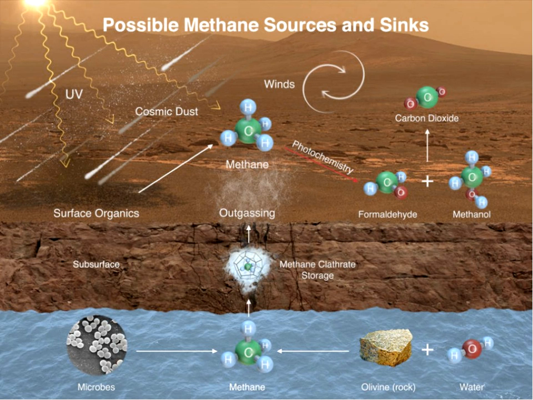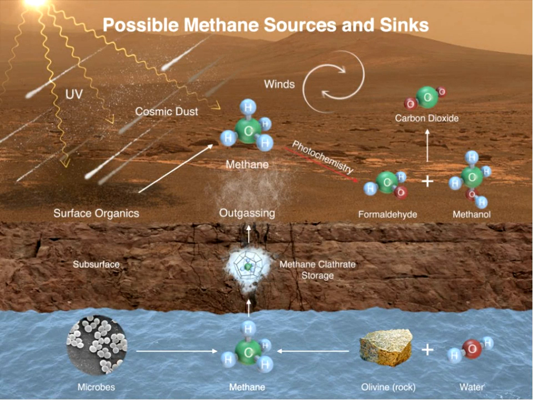Then also, now let's jump up to the surface. So chemicals that are flying around in space on comets and on dust particles in space, we actually know that they have organics. They have carbon and hydrogen molecules on comets and asteroids all the time. Some of those hit Mars. And once they hit Mars, sunlight, ultraviolet light from the sun, can break down those organics and also create methane.